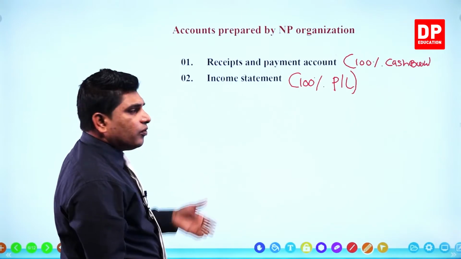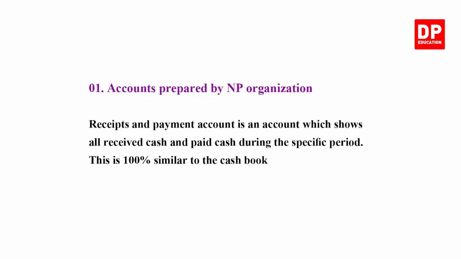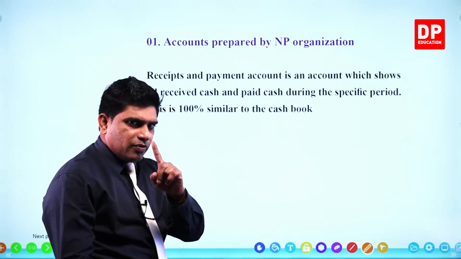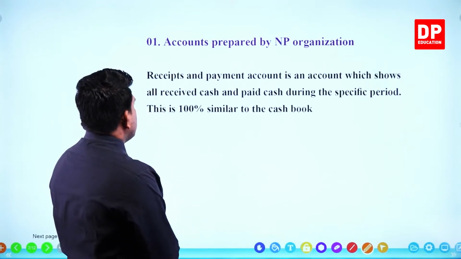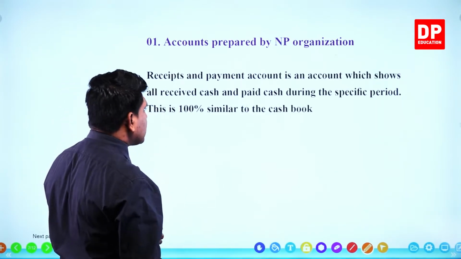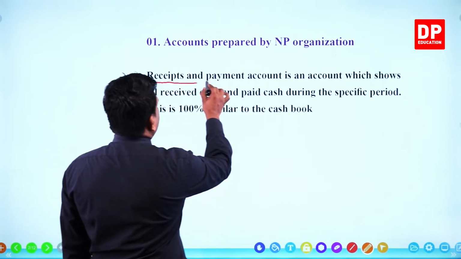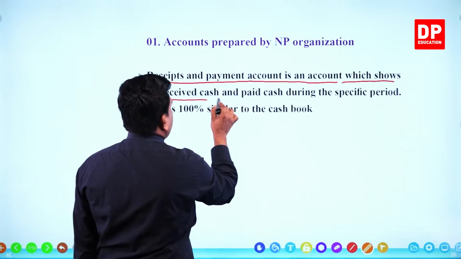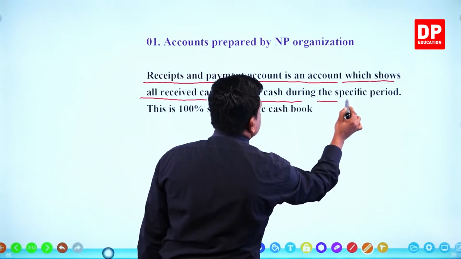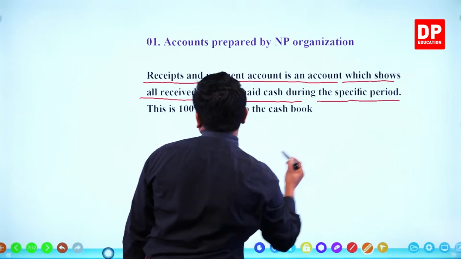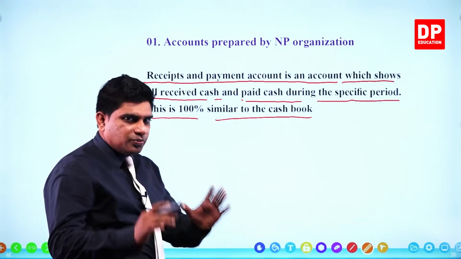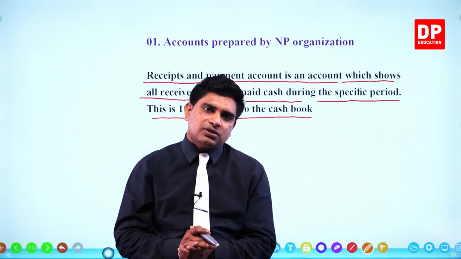Now we'll go one by one. Accounts prepared by a not-for-profit organization. First one, number one, the receipts and payment account. The receipts and payment account is an account which shows all received cash and paid cash during a specific period. This is 100% similar to the cash book.